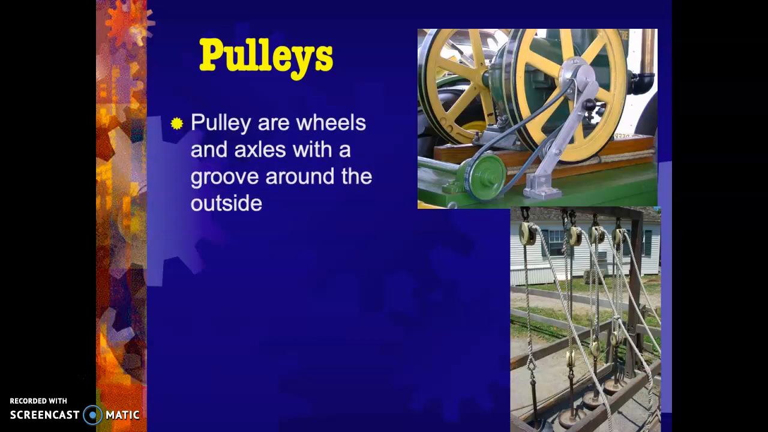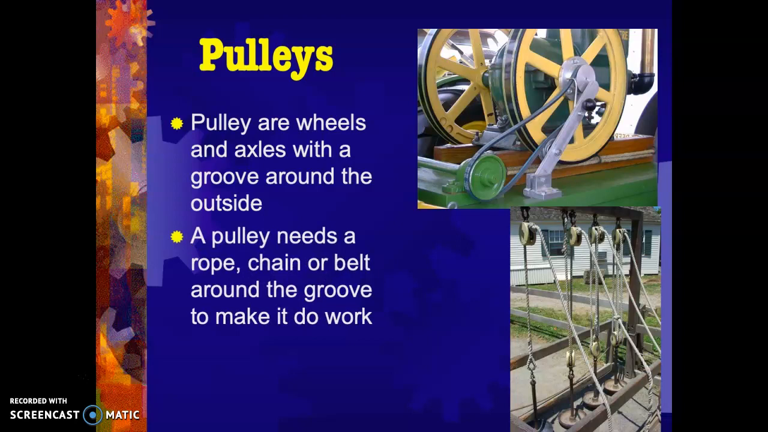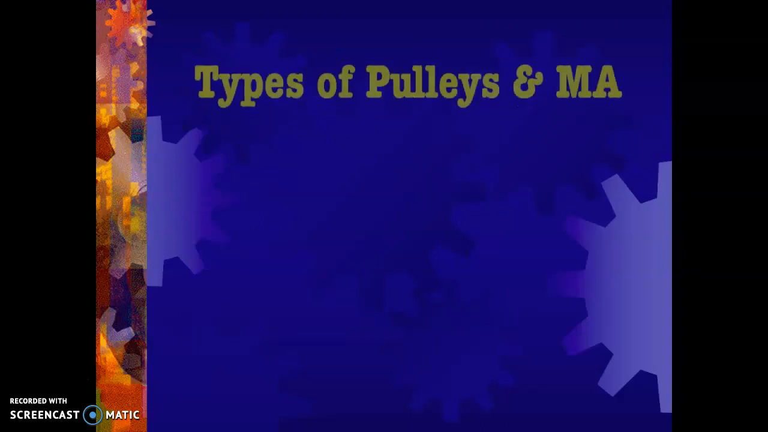So, what are pulleys? As I mentioned, pulleys are wheels and axles that have a groove around the wheel. What's the purpose of the groove? That allows you to add a rope, chain, or belt so that you can pull on the pulley, okay, and make it work. So a wheel and axle with some type of rope, chain, or belt to help drive it is what a pulley is.